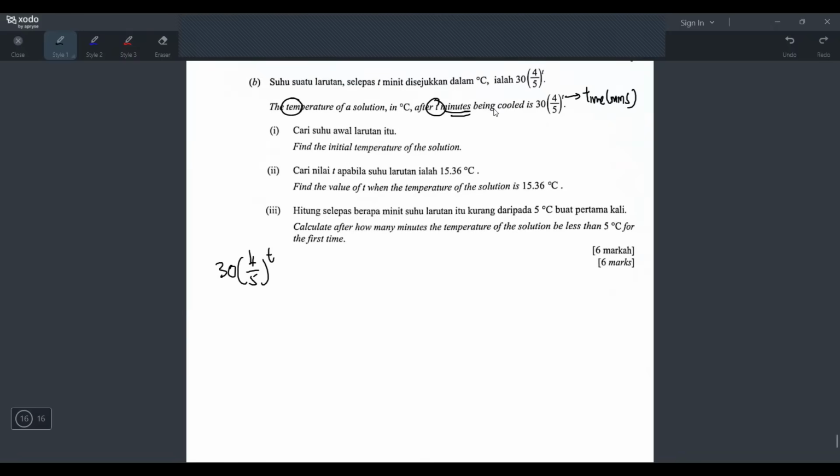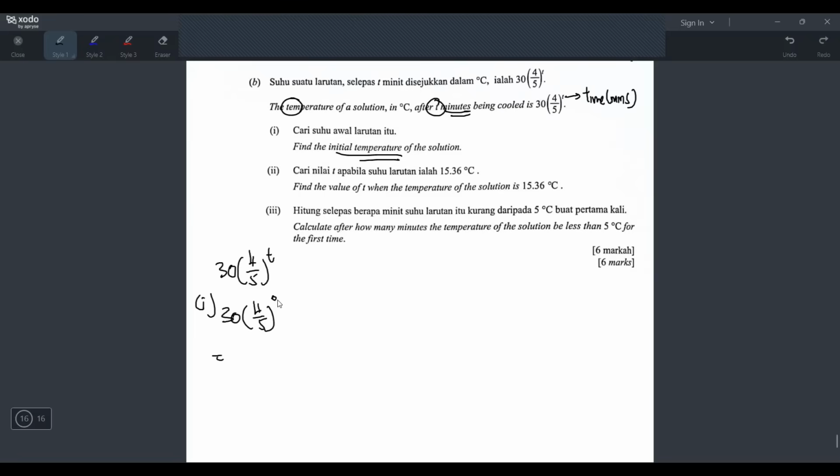So if, let's say, I want to know what is the temperature after being cooled for 7 minutes, then I just press 30 bracket 4/5 power 7. Then I will know the temperature after being cooled for 7 minutes. Like that. Okay, so number 1 asks you to find the initial temperature of the solution. It means the T is 0. The initial, that means the original, the starting temperature. So to get the starting temperature, I'll use this formula, but the T I will just replace with 0.